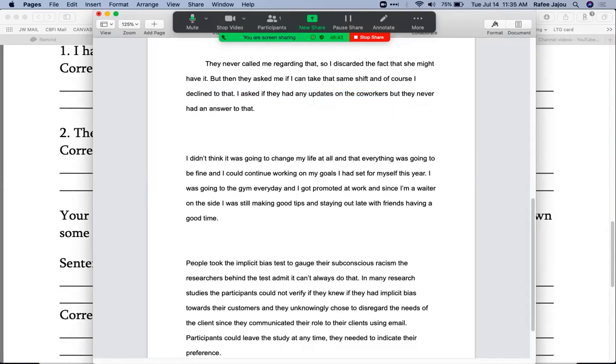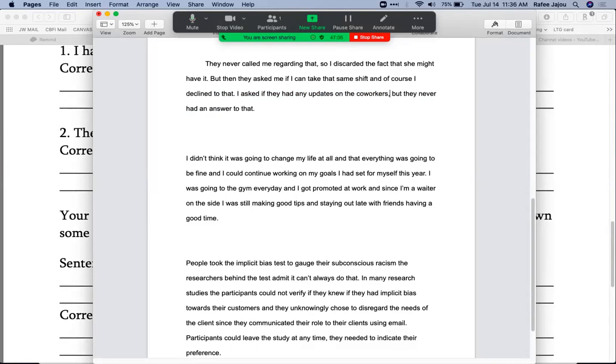Now we still have a run-on. Where are your two independent sentences? Part 1, part 2. What's the good news? You've got your coordinating, your connecting word. What are you missing? Your comma. Boom, you're done. You fixed it.